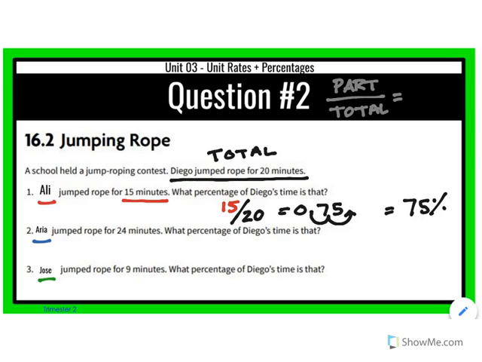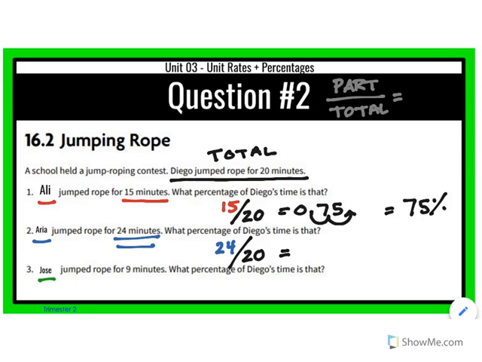Aria, we're told, jumped rope for 24 minutes. What percentage of Diego's time? So Aria would be the part, which is 24 minutes, over the total for Diego, which was 20 minutes. But when we look at Aria, we see that Aria actually jumped more than Diego, because Diego jumped 20 minutes, but Aria jumped 24 minutes. So this tells us, oh snap, Aria was able to jump more than the total, so more than 100%. Our percentage for this should be greater than 100. Let's see what it turns out to be.